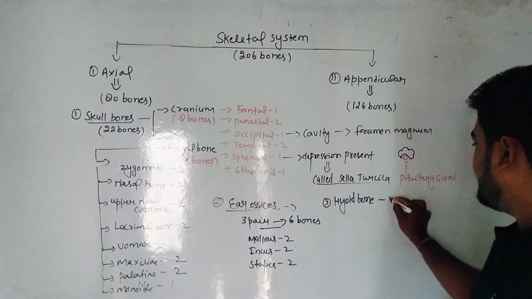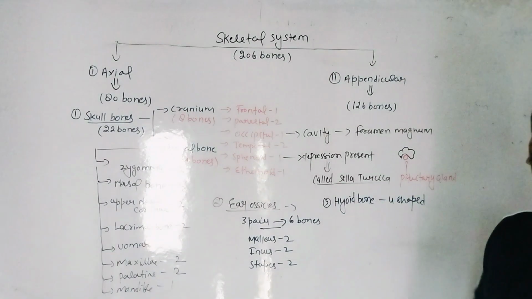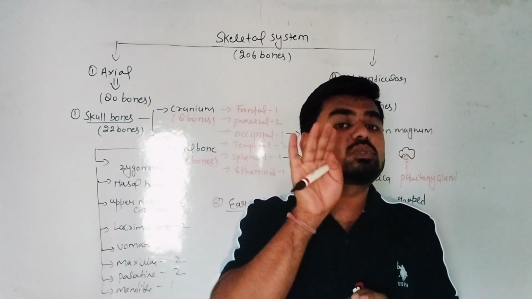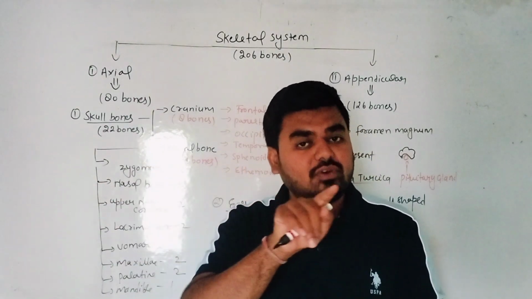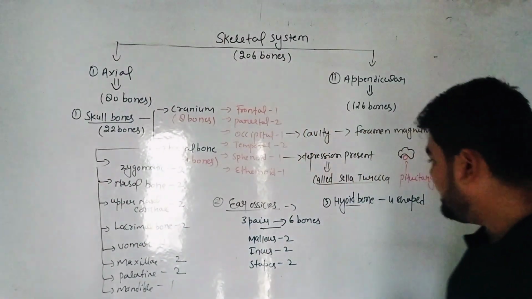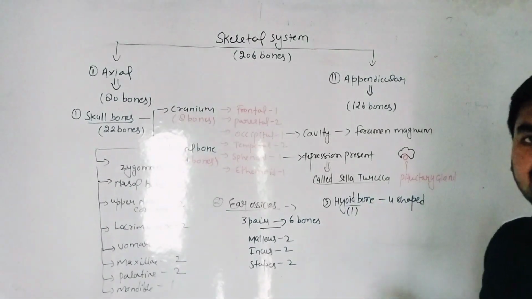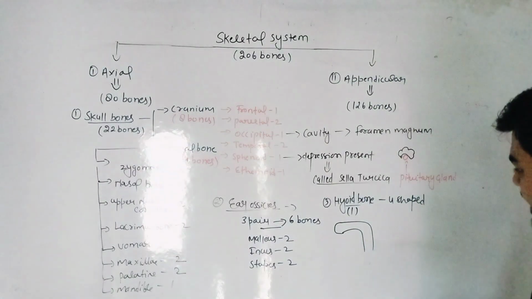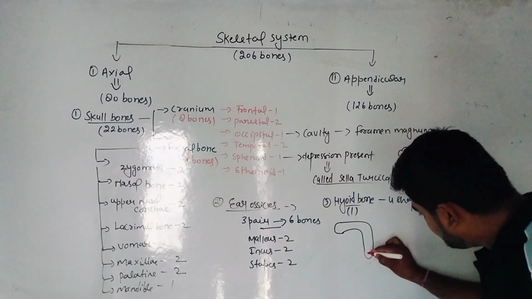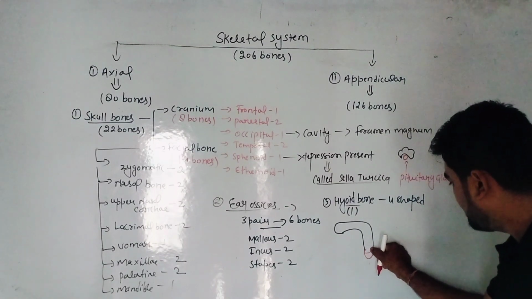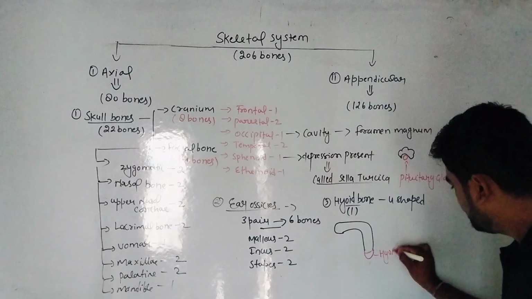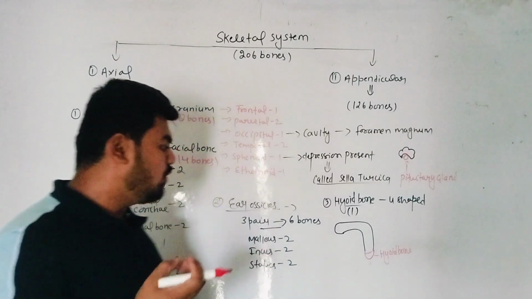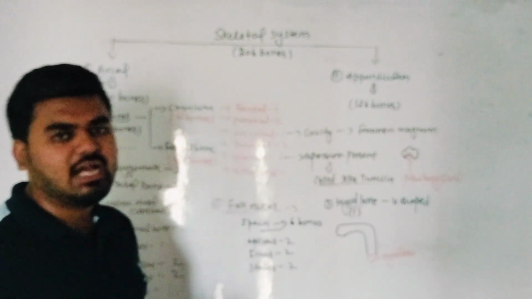Next, the hyoid bone. The hyoid is a U-shaped bone. What is the importance of the hyoid bone? One side is attached to the tongue, but on the other side there is no further joining, no further attachment. That is the most important point. Remember, the hyoid is a single bone. In the area of the tongue, one side is attached by the U-shaped hyoid bone, and the other side has no further joining. Only one hyoid bone.